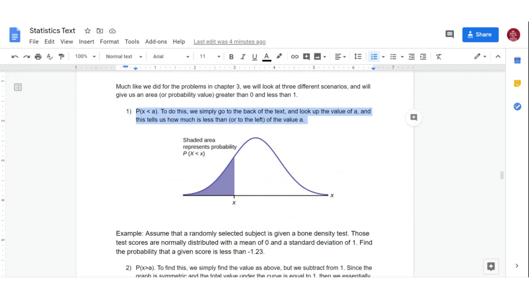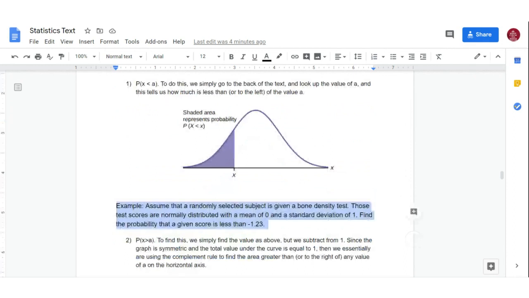The example says here, assume that a randomly selected subject is given a bone density test. These tests are normally distributed, that's important, and so is the randomly selected, okay? The randomly selected is throughout the book, you're always going to assume that. For chapter 3, the Chebyshev inequality, you had some where you didn't know it was normally distributed, but for the most part, in this course, you want to know normal distribution.